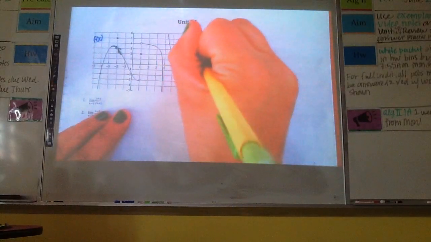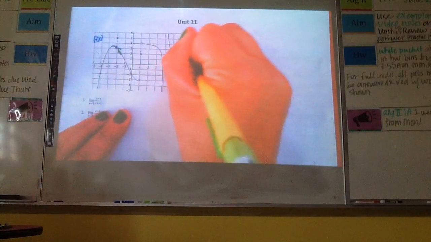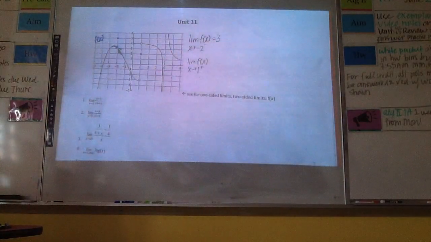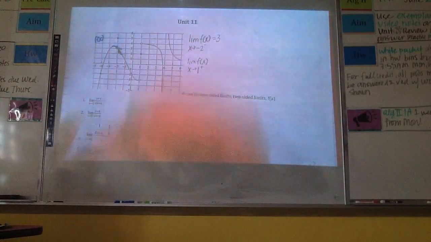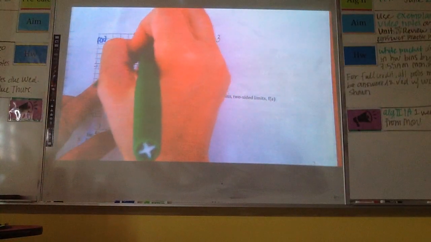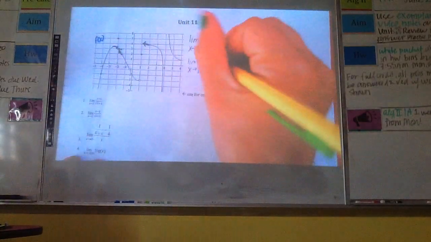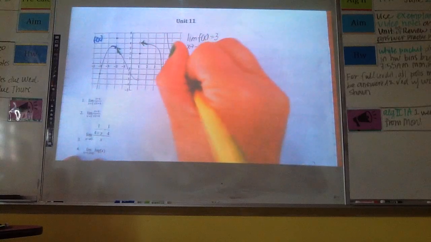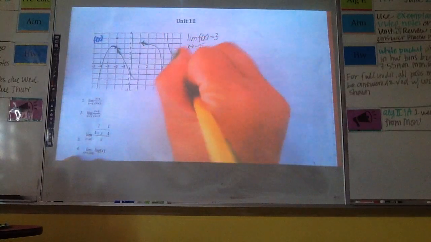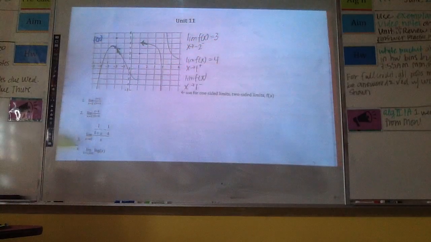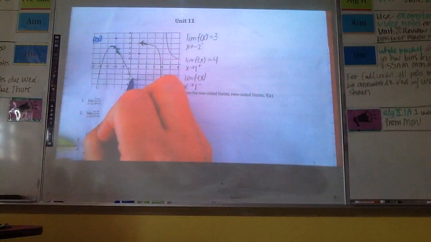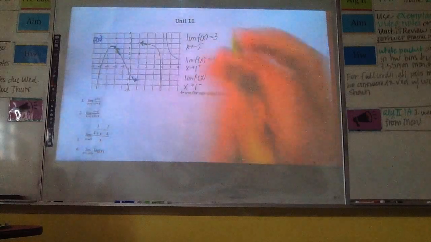For example, the limit of f of x as x approaches 1 from the right, this means I need to move on the right side of 1. This approaches the y value 4. Whereas the limit of f of x as x approaches 1 from the left, here I'm on the left side of 1, getting closer and closer to the y value, -3.